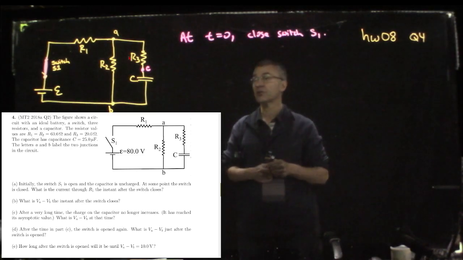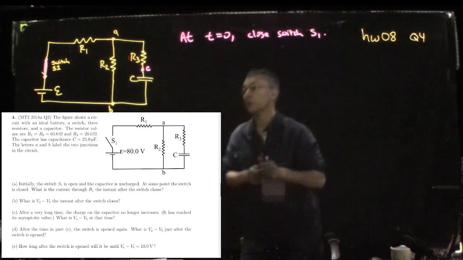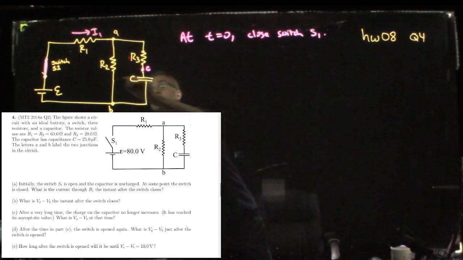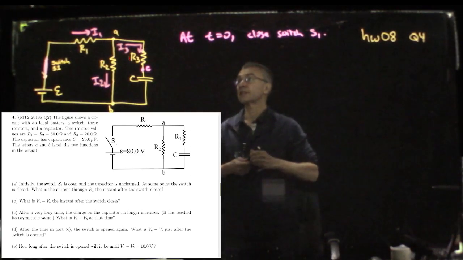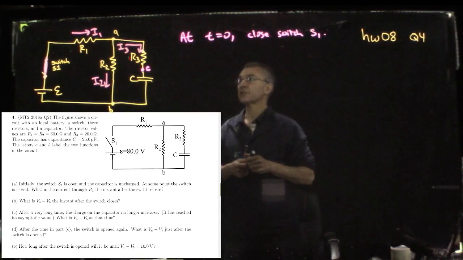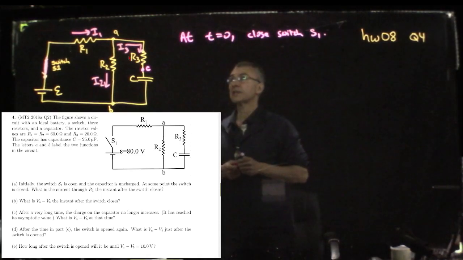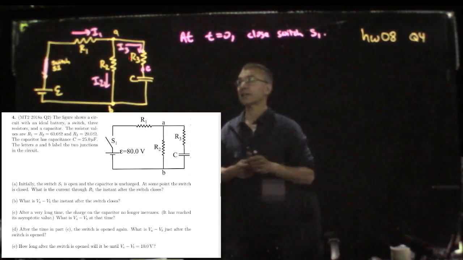Okay, so at time 0, we close the switch S1, and we want to know what is the current through R1. So I'm going to label this current I1, and this current I2, and I might as well label this current I3. Mr. Kirchhoff's junction rule tells us that I1 equals I2 plus I3, because the sum of everything going into junction A, which is I1, must equal the sum of everything going out of junction A, which is I2 plus I3.